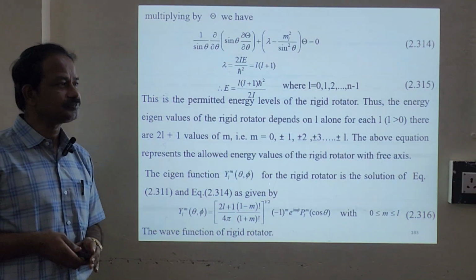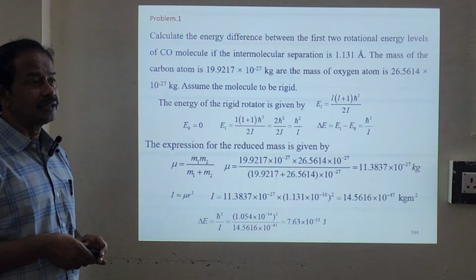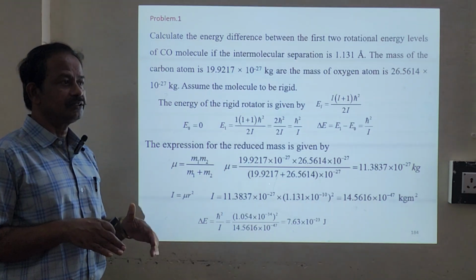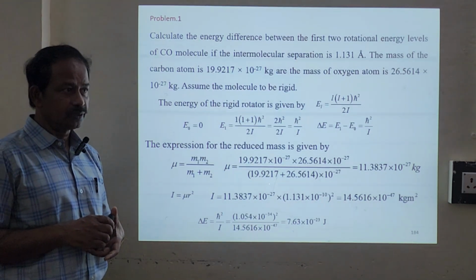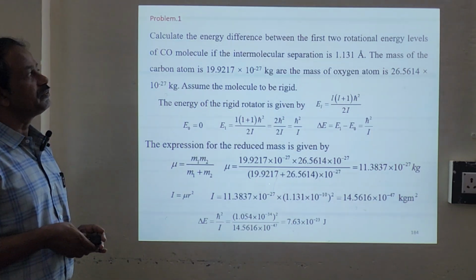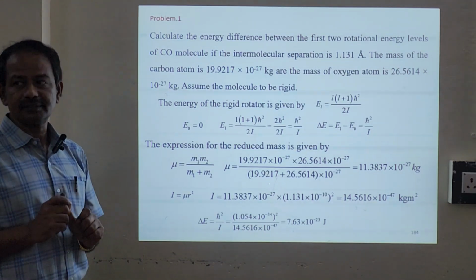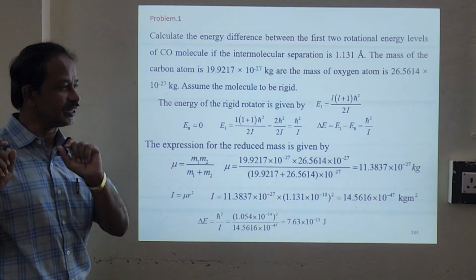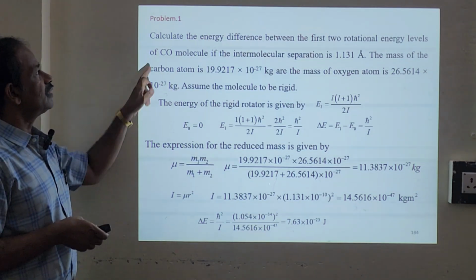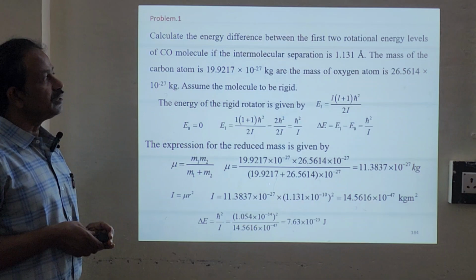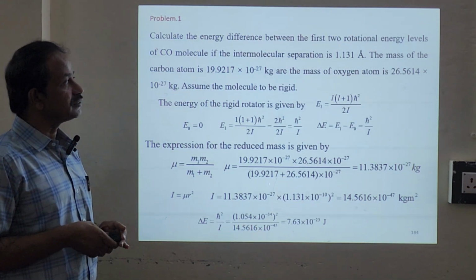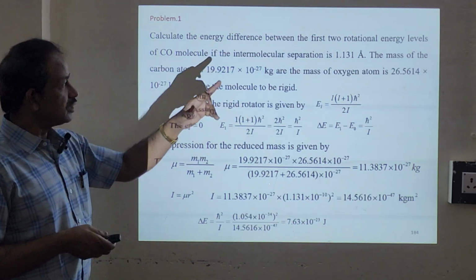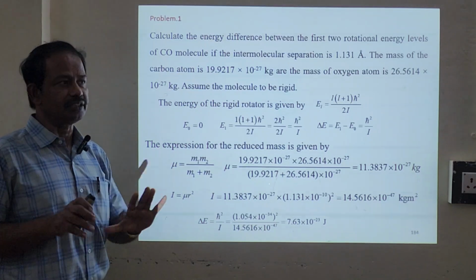Any doubt? Now we will try to solve 3 problems. Problem number 1. We are going to use only the energy values of a rigid rotator. Calculate the energy difference between the first 2 rotational energy levels, that means L equals 0 and L equals 1, of the CO molecule, if the intermolecular separation is 1.131 angstrom, the mass of the carbon atom is given by this, and the mass of the oxygen atom is given by this. Assume the molecule to be rigid.